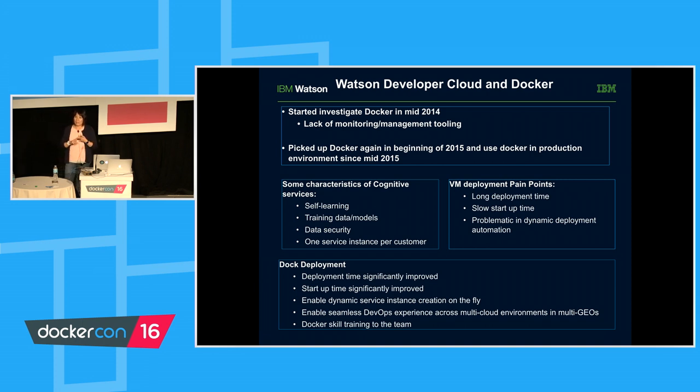So we have a process where the customer needs to have their own service instance. The customer can come to us and do a one click, and underneath, we spin up a service instance for the customer. When we used VMs to do that, because VMs are so slow to start and stop and to deploy, automating this whole process was very problematic. Docker really helped us because it is so fast to deploy and spin up. It really helped us streamline the process of dynamically deploying and creating a new cognitive service instance.